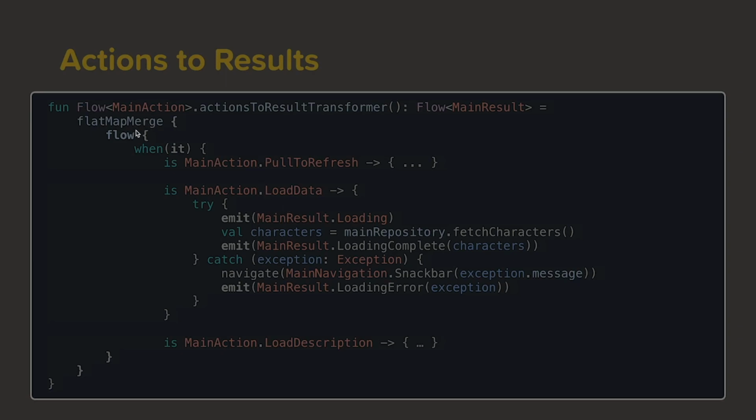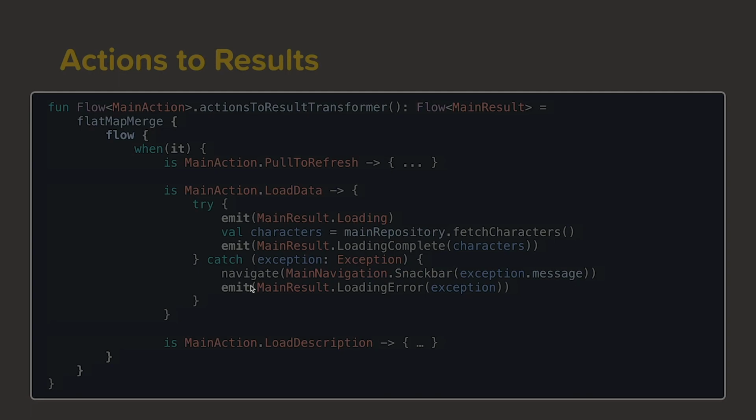What will happen is, for each action, we're going to create a flow over here, and if you notice, this code becomes a little bit more sequential. Inside this flow, we will emit loading, then we'll get the characters, we will emit loading complete, and in case of error, we're going to emit loading error. So this becomes a little bit more sequential.